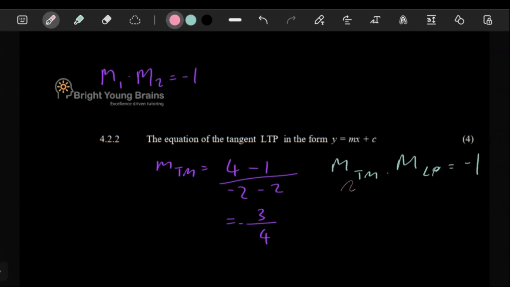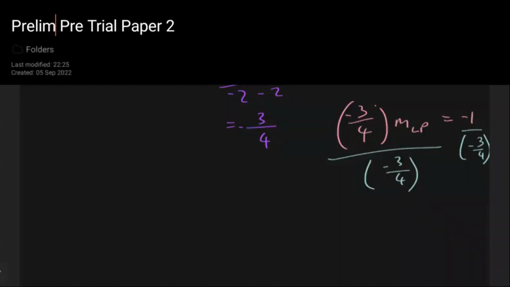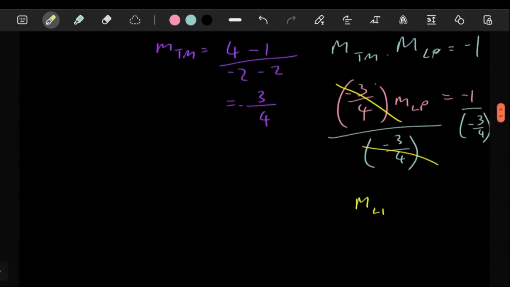Because we know the gradient of the first one is negative 3 over 4, and we're trying to find the gradient of the other one, we have to divide both sides by negative 3 over 4. This cancels that, and negative 1 divided by negative 3 over 4 gives you 4 over 3 in your calculator.